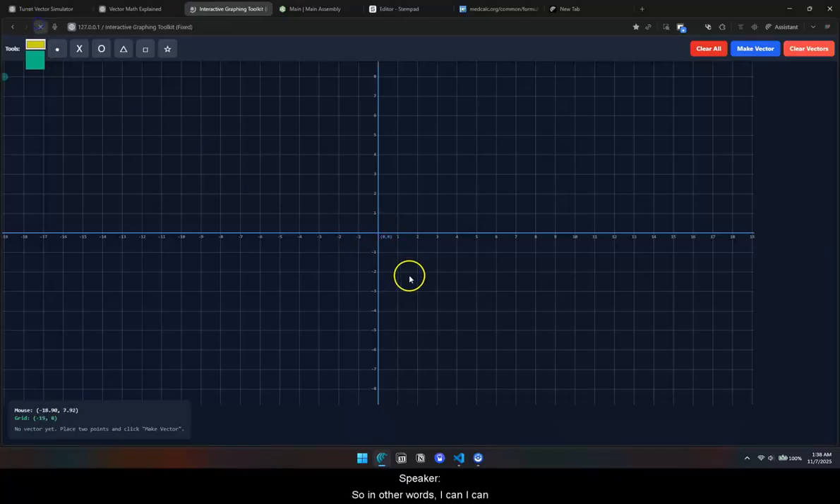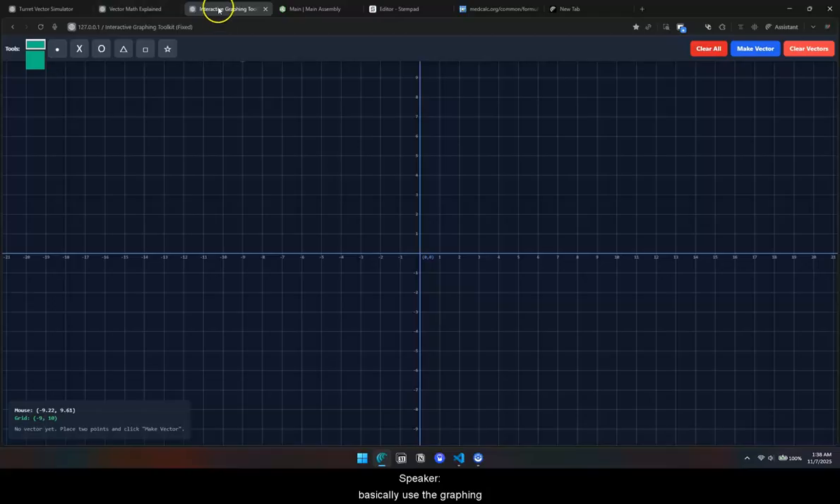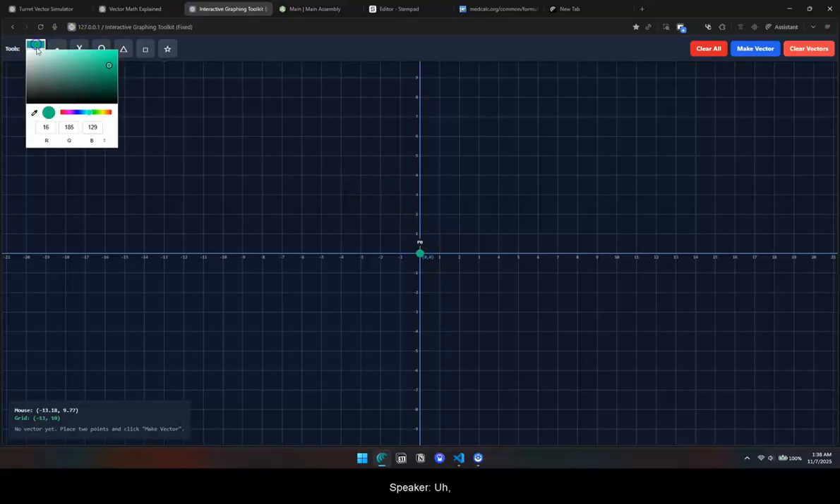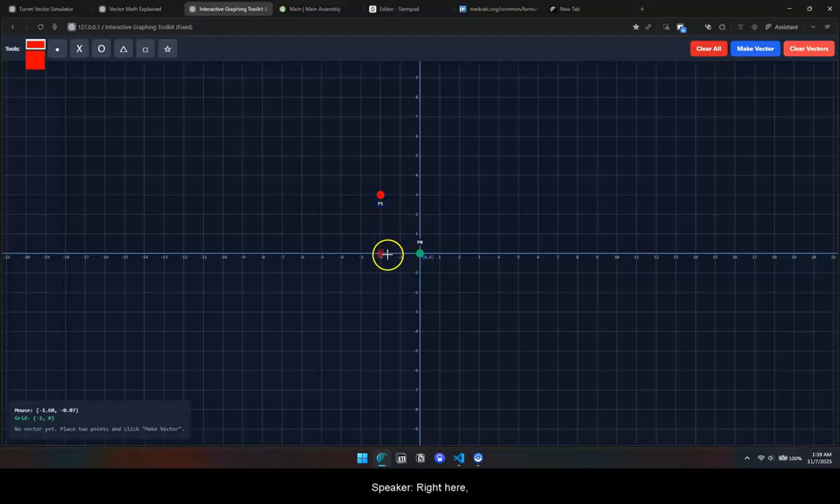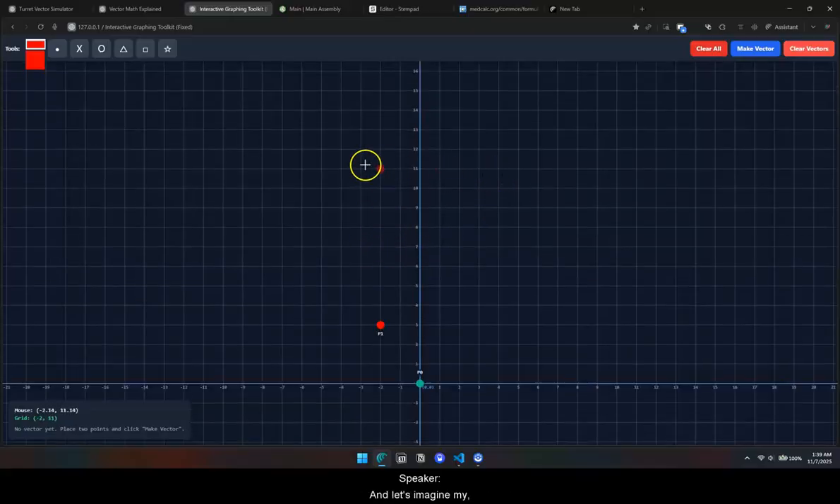So in other words, I can basically use the graphing toolkit. So this is my center. Okay, this is my turret center, and my camera is over here relative to origin, which is our central target. The word relative is very important. I will tell you why exactly. So right here, 2.5 and 3.7. I can't really have this red in between, so I'm just gonna do it here. And let's imagine my April tag is here.